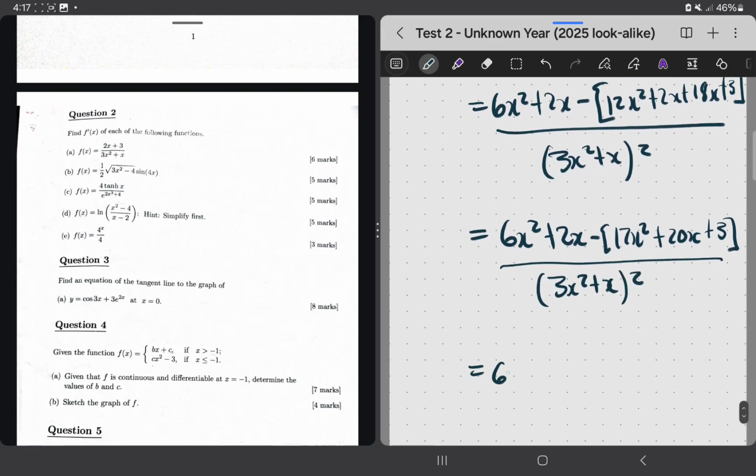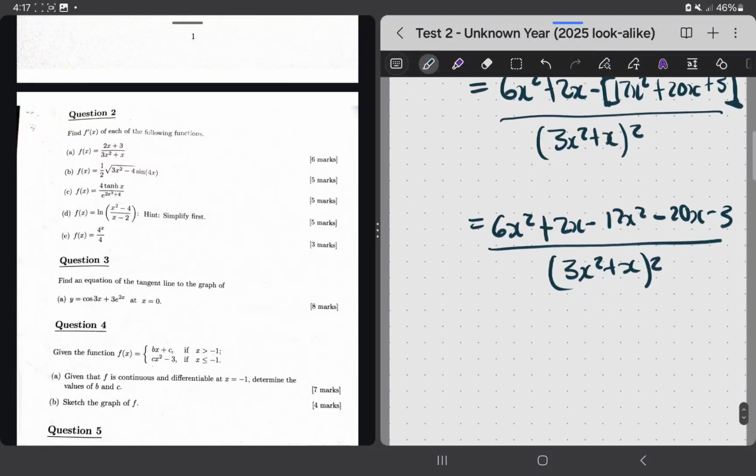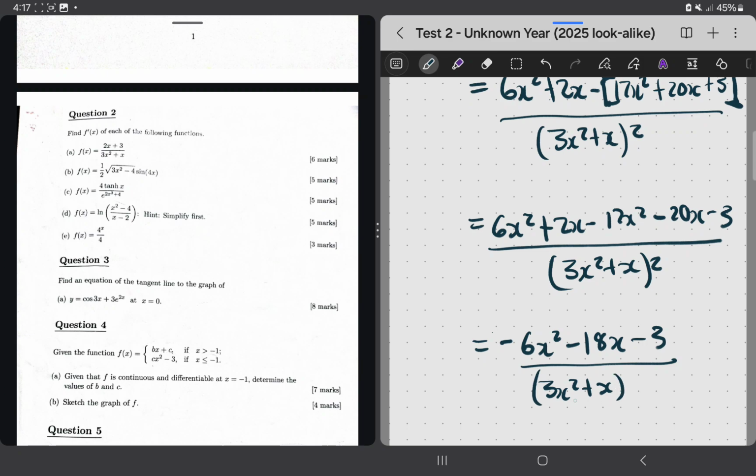What are we going to end up having? 6x squared, then plus 2x, then minus 12x squared, then minus 20x, then minus 3. Minus affects all of them. Then it's all over 3x squared plus x, all squared. Please don't forget to put this big bracket whenever you come after a minus. Make sure you don't make a mistake there. Now we have 6x squared minus 12x squared. It's 6 minus 12, you get negative 6 of x squared. Then for the 2x, we say 2 minus 20, you get negative 18 of x. Then we have minus 3. It's all over 3x squared plus x, all squared.